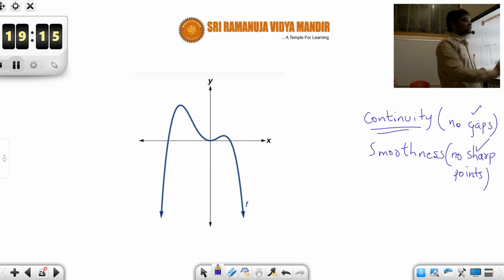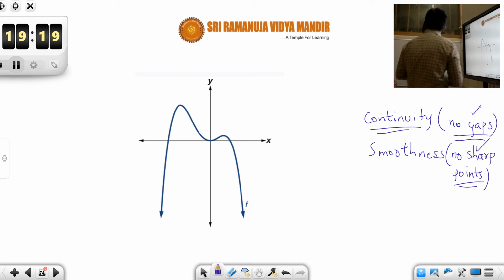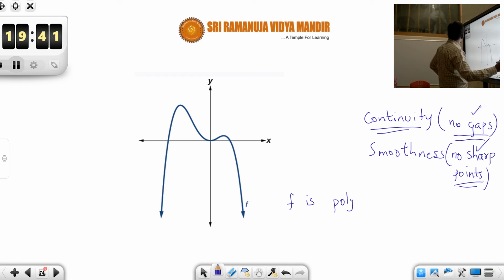If it is a polynomial function, then these two conditions, no gaps and no sharp points, should be satisfied. Okay, students. So now, is this a polynomial function? Yes. If you observe, there are no gaps in this graph and there are no sharp points as well. So hence this graph f is polynomial.